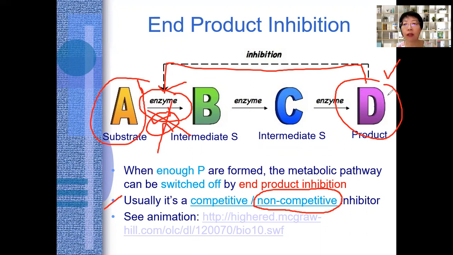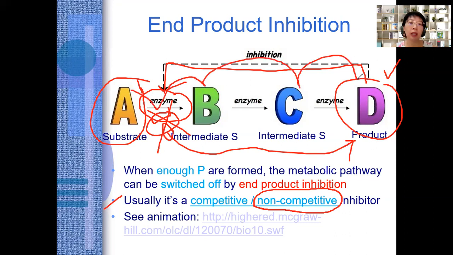And then when I don't have enough D, the D can come out to supply my body. When it comes out, A can sit in to form B, B can form C, and C can form D. So when I don't have enough D, D comes out, the enzyme becomes active again, and this pathway is activated to produce more D for me.